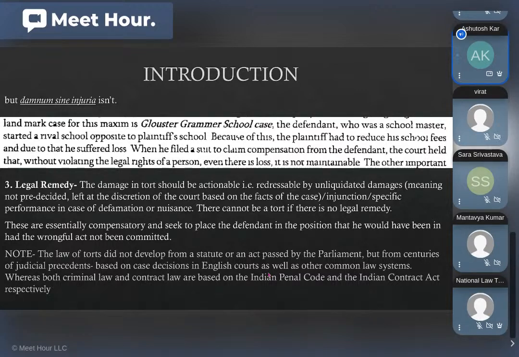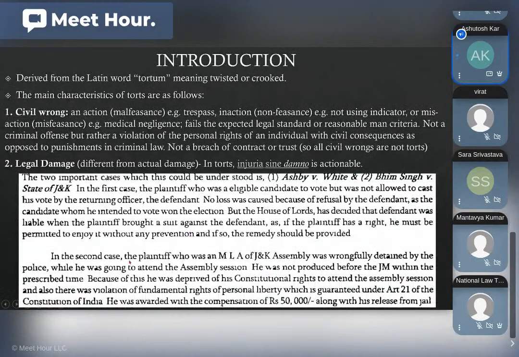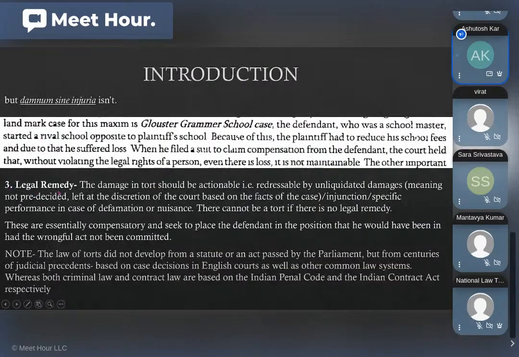So now that we're done with the introductory part, what law of tort consists is, firstly, there has been some kind of a civil wrong, not a breach of... Yeah, does anyone have any doubt? Secondly, there has been some kind of a legal damage. And thirdly, there is some kind of a legal remedy which will help you to compensate for that damage.